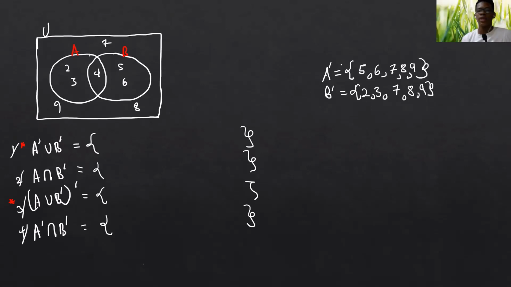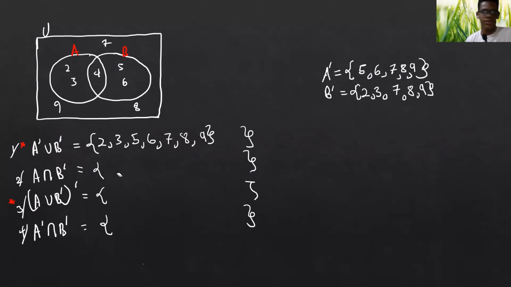So we have A complement and B complement. Now we want A complement union B complement, which means that you're uniting the two sets. We're uniting A complement and B complement. So let's put the union, and for the sake of convention, let's do this in ascending order, right? The numbers in ascending order. So we have 2, 3, 5, 6, 7, 8, and 9, right? And those are the elements.